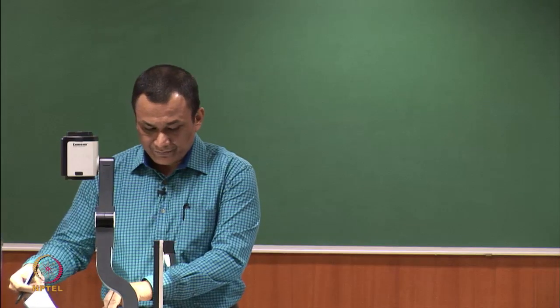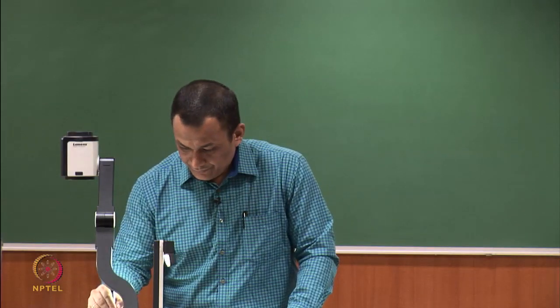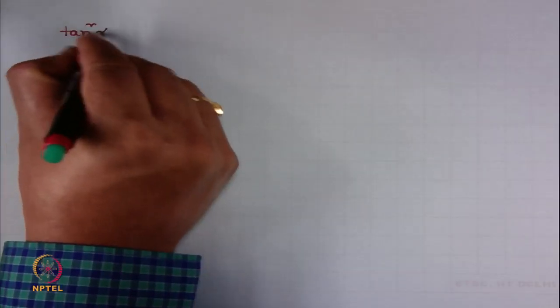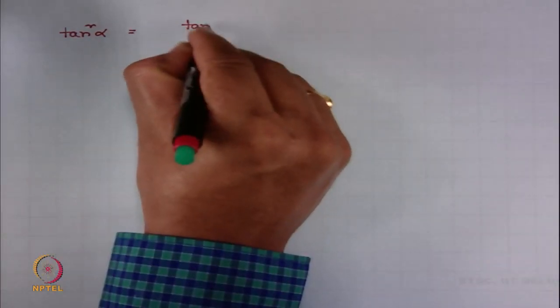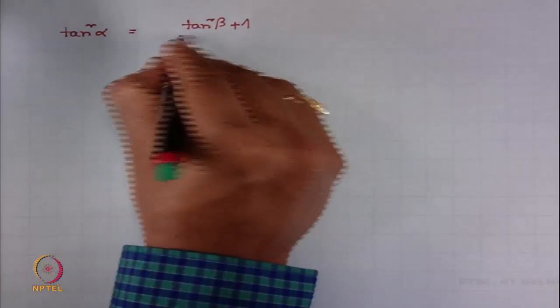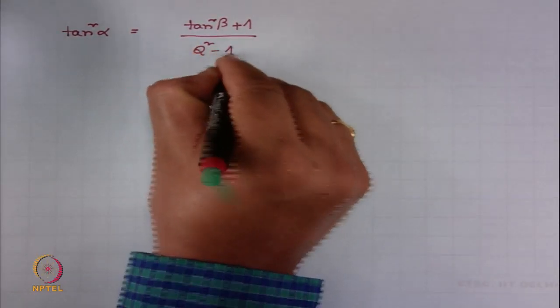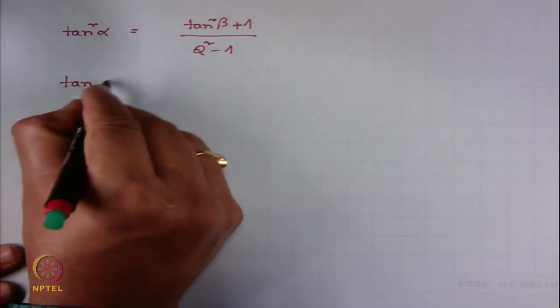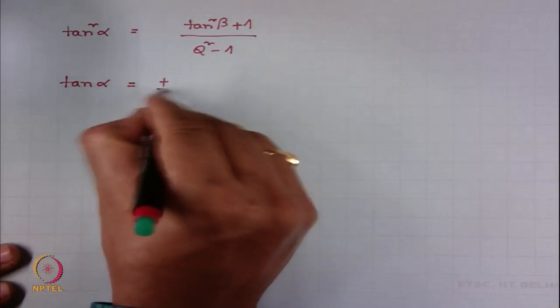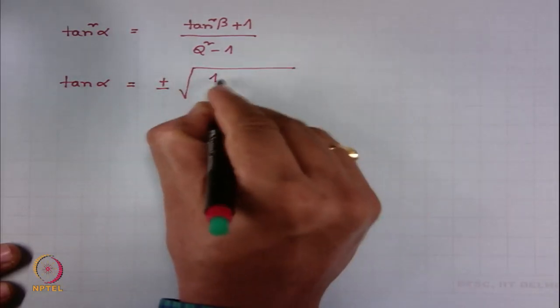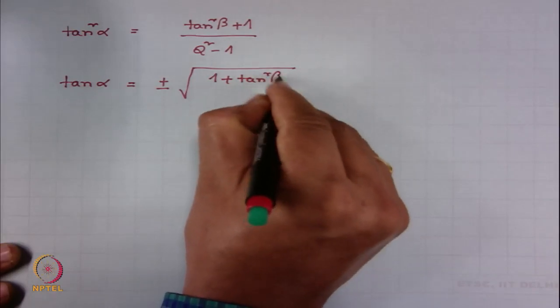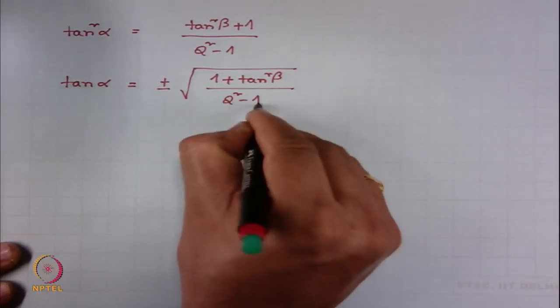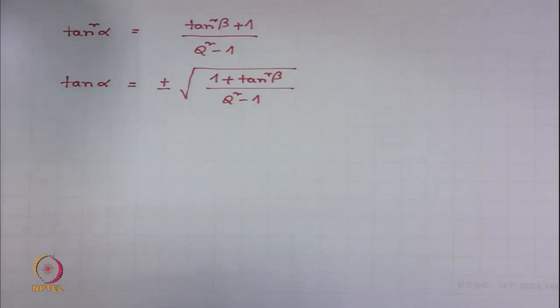So, we go back to our fundamental equation of radial migration. Tan square alpha is equal to tan square beta plus 1 divided by q square minus 1. So, tan alpha will be equal to plus minus 1 plus tan square beta q square minus 1. So, what is tangent of alpha?